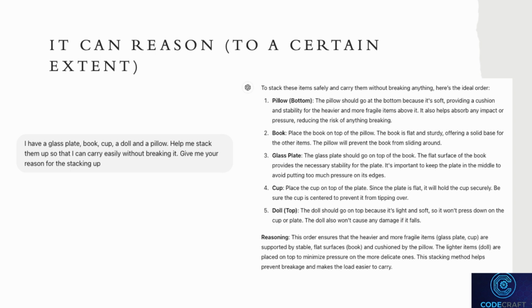Here, we see an example of the AI's ability to reason through a problem. When asked to determine the best way to stack items to avoid breakage, the AI provides a logical sequence, considering the weight, fragility, and stability of each item. It even explains the reasoning behind its choices, showing a level of critical thinking that goes beyond simple information retrieval.